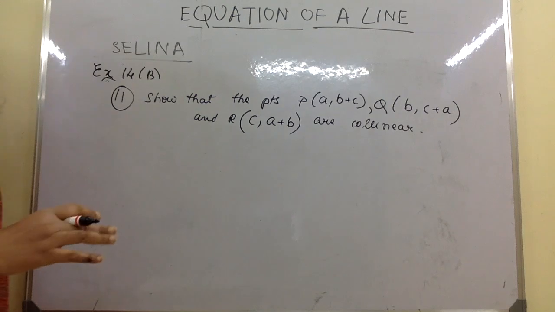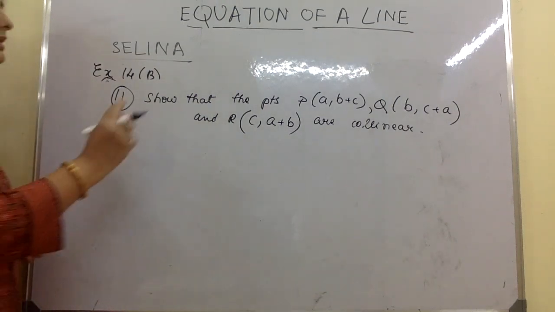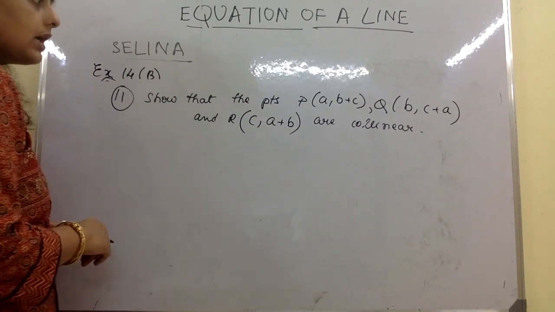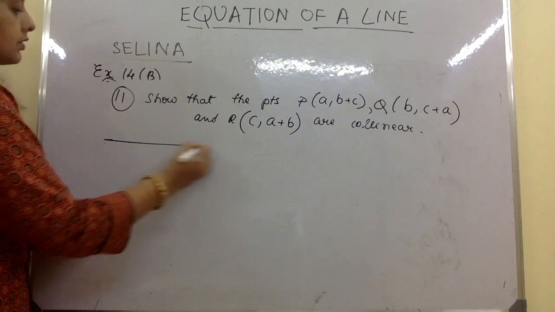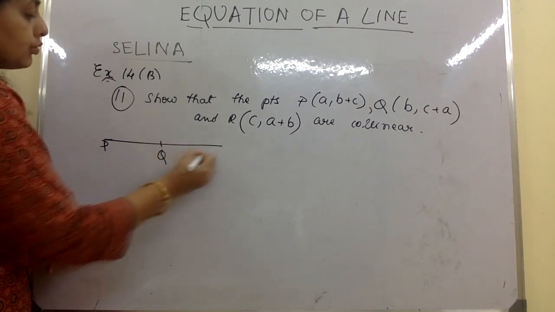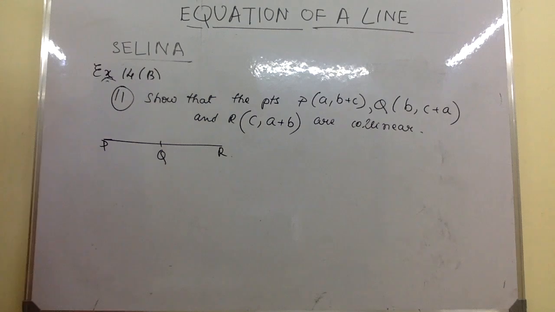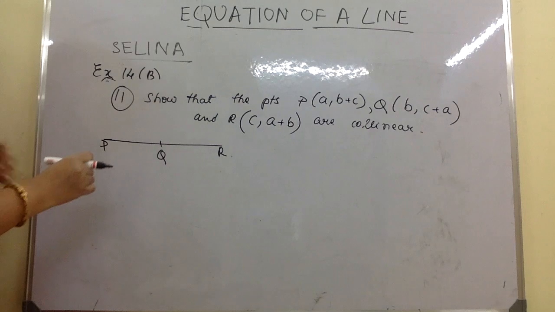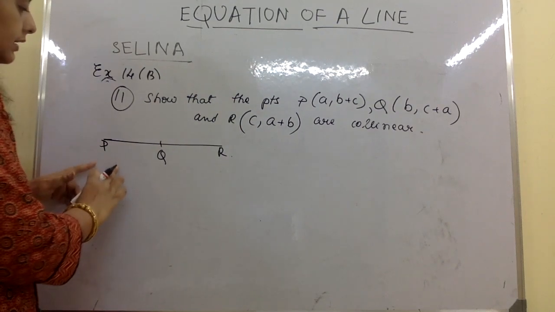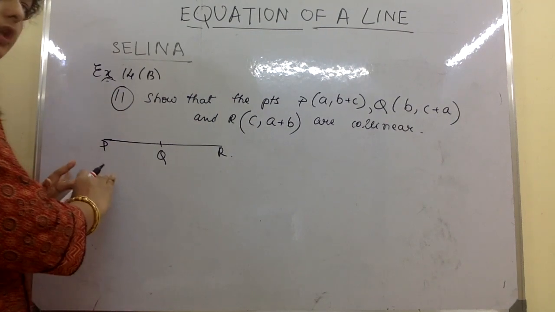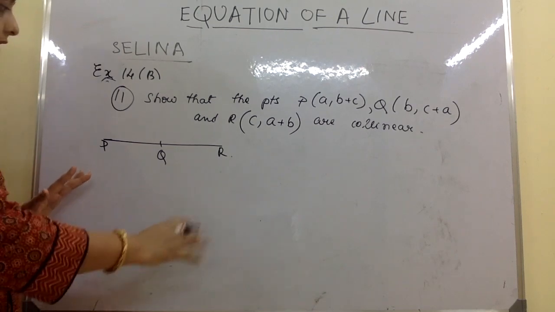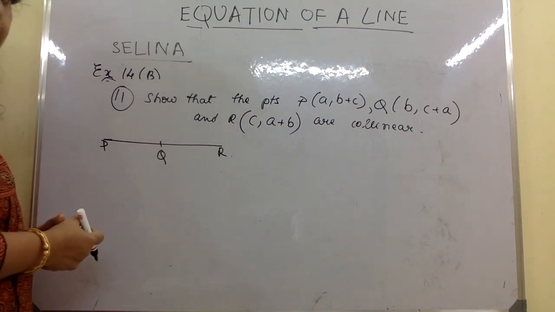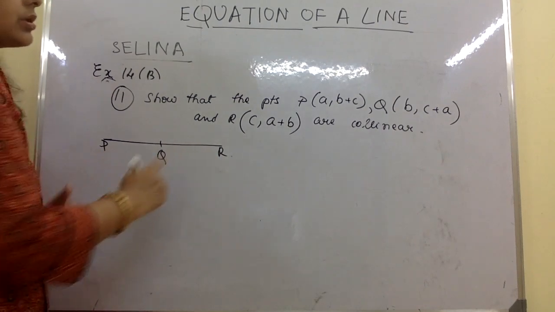Now, this is a very important question. Show that the points this and this are collinear. That is, how do I show that the 3 points are collinear? Collinear means what? So, P, Q and R are collinear or not, we have to prove. Now, remember, if they are collinear, then that means they fall in the same straight line. Therefore, slope of PQ should be equal to the slope of QR.